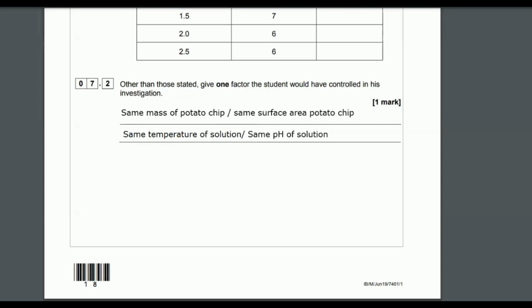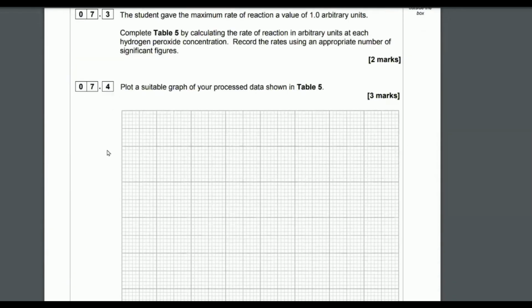Think about the kind of factors that affect the rate of an enzyme reaction. An enzyme is sensitive to pH, so you want to keep the pH the same with a buffer solution. And for the temperature, you want to use a water bath to keep the temperature the same. Otherwise, that's going to affect your rate.